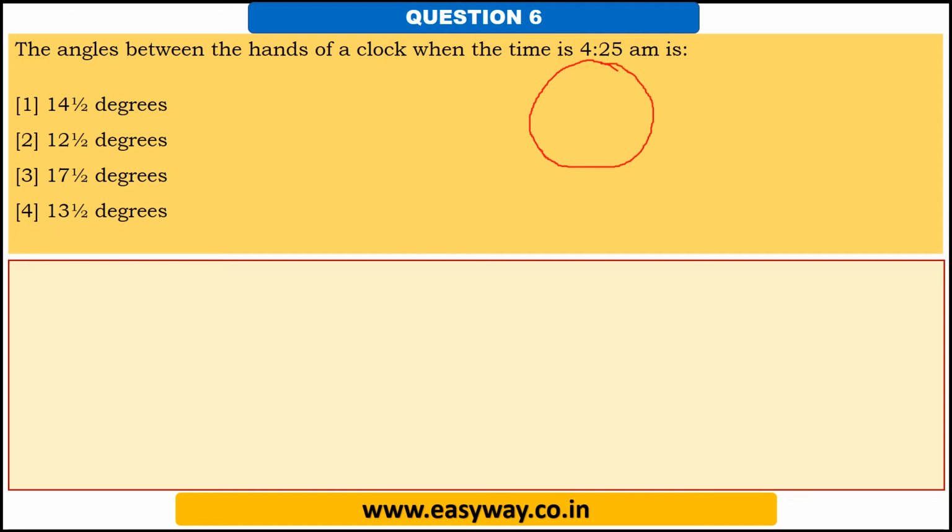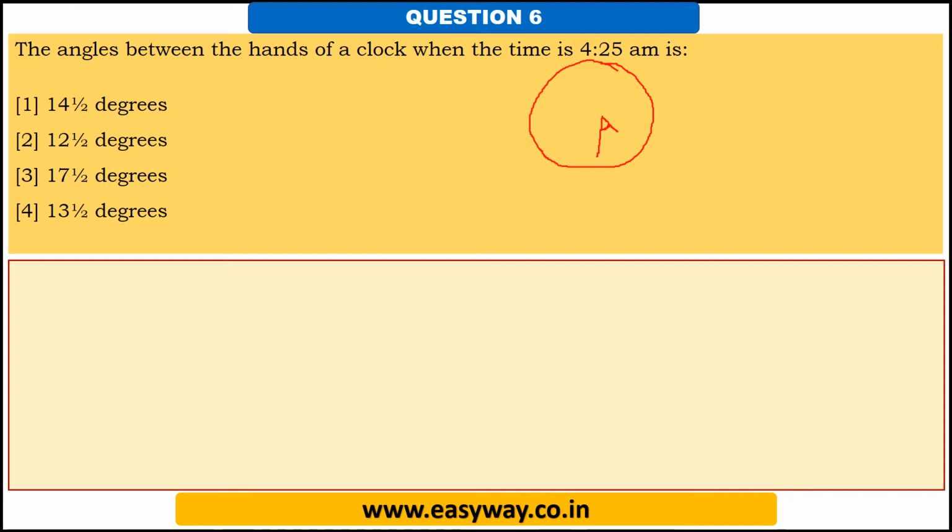So at 4:25, our hour needle will be somewhere here and the minute needle will be here. That means we have to find this angle. So how are we supposed to find this angle? We'll first find the angle covered by the minute hand, from here till here, and then we'll subtract the angle covered by the hour needle. Then only can we get this value.